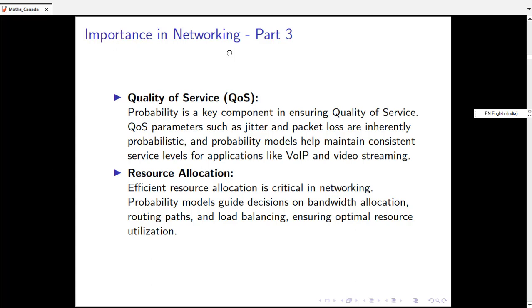Now the next importance is resource allocation. Efficient resource allocation is critical in networking, meaning how many resources we are going to allocate in the network. It is way more important. Why? Because of how much bandwidth needs to be allocated and which routing paths are required. Apart from that, load balancing and optimal resource utilization. These are the methods by which we can allocate resources to provide quality of service, reduce packet data loss, reduce the uncertainty, and manage the risk accordingly.